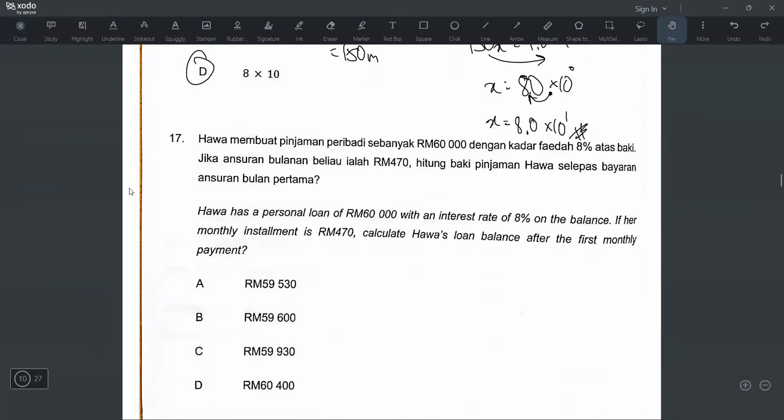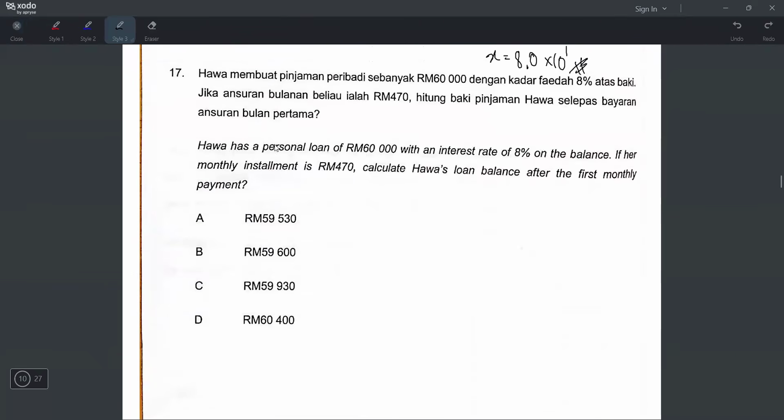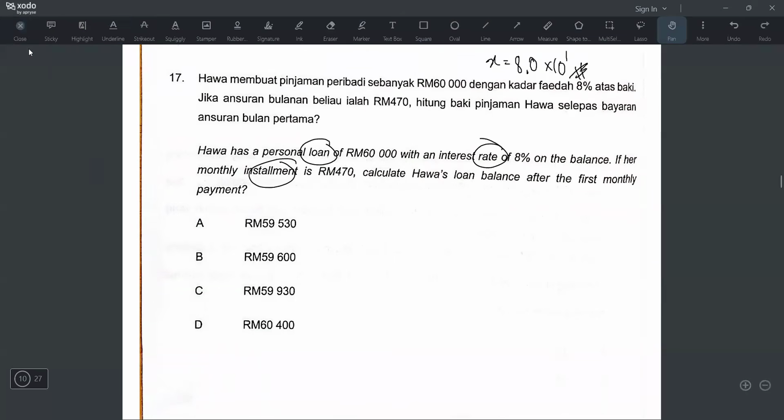Hope you understand. 17. Hawa has a personal loan of 60. Okay, I see this word loan. I see interest rate. I see installment. I see, yeah. So this is under monthly installment punya thing lah. But this question is quite difficult. Okay, first of all, let's talk about monthly installment first. Okay, I don't even want to read the question anymore.